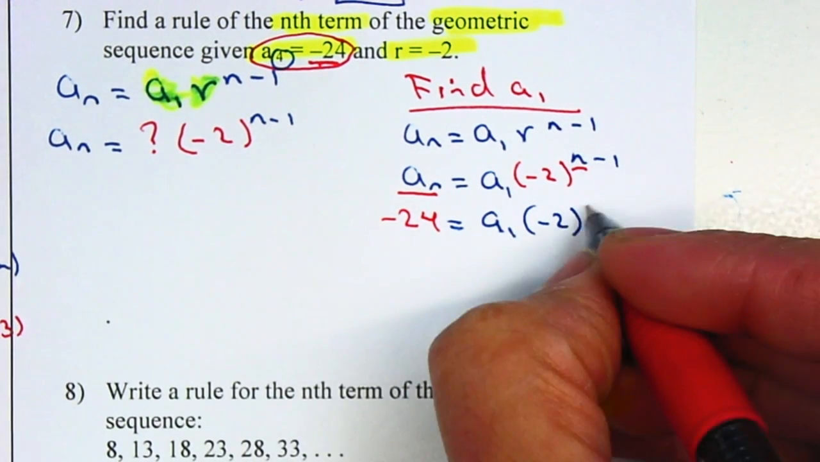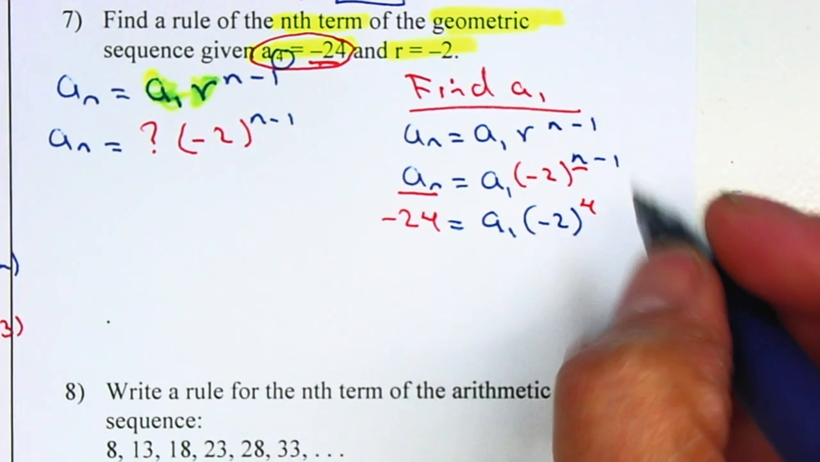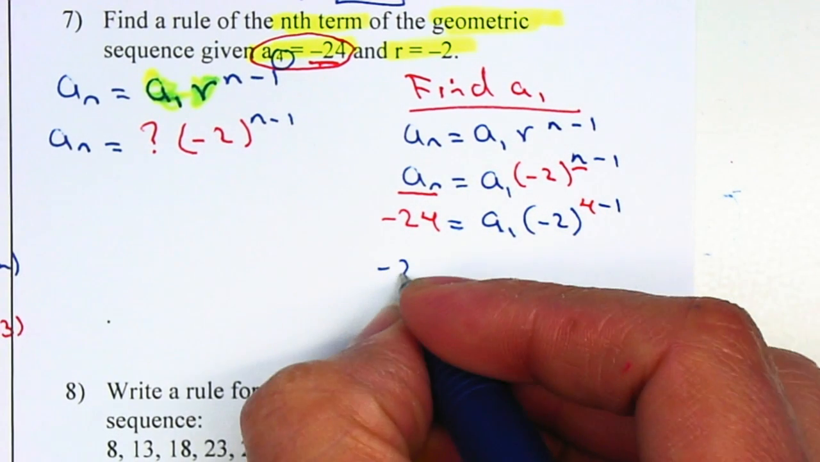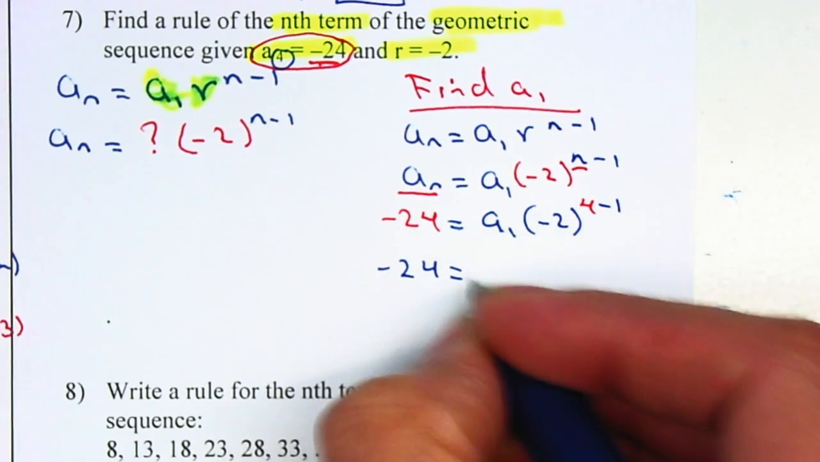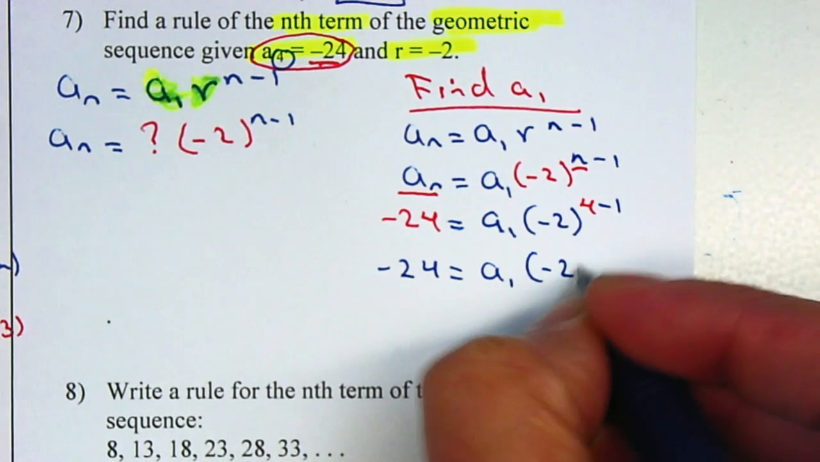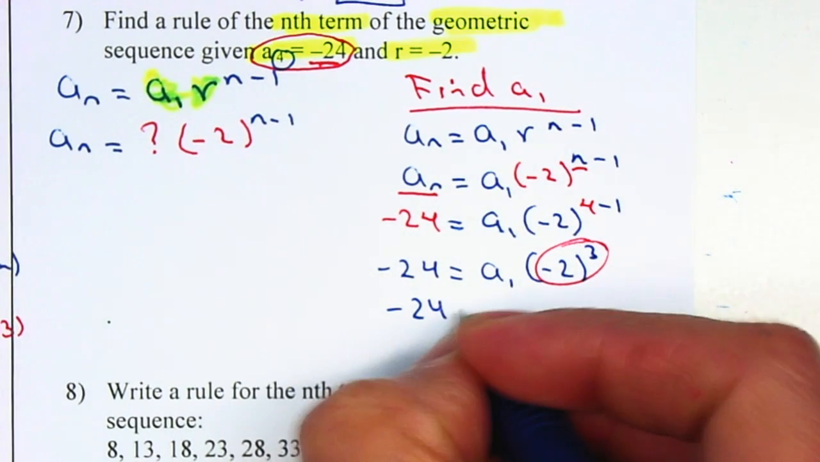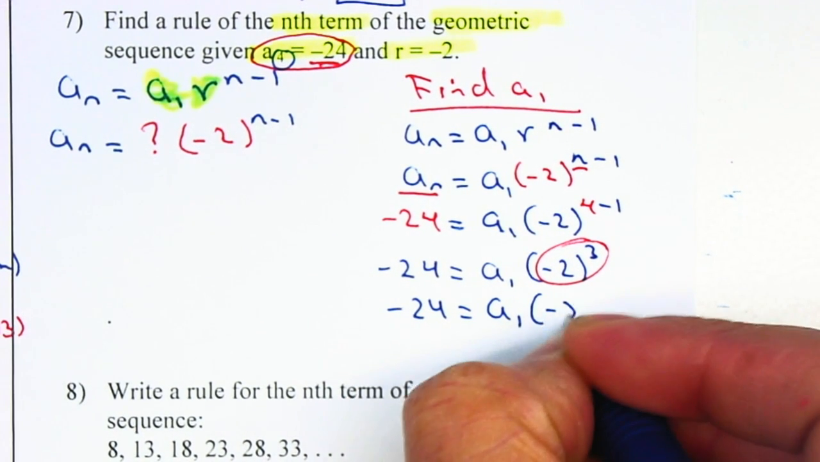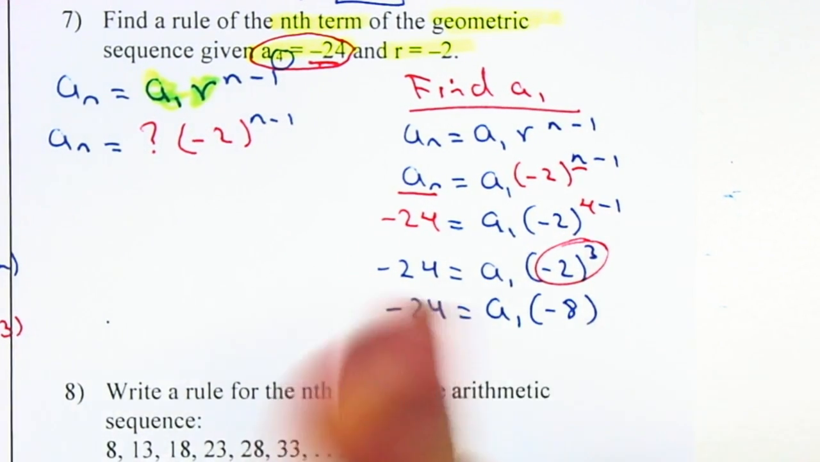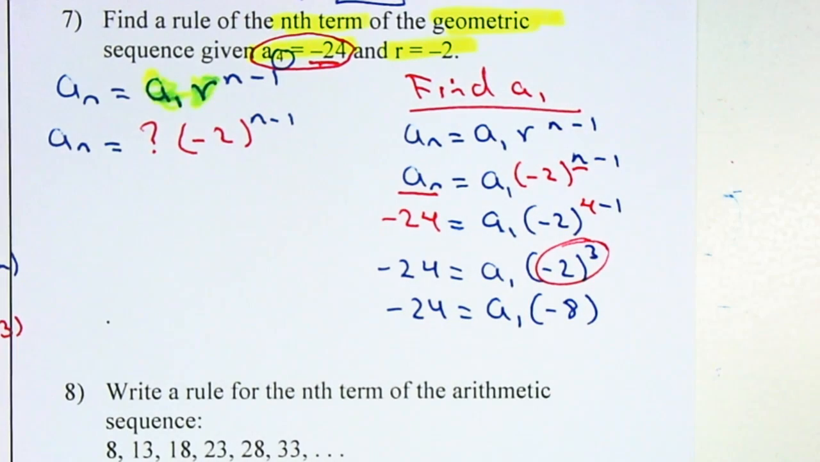So it'll be 4 minus 1. Negative 24 is equal to, simplify this, negative 2, 4 minus 1 is 3. Negative 2 to the third power is negative 2 times negative 2 times negative 2. So negative 24 is equal to a sub 1 times negative 8. Negative 2 times negative 2 is 4, times negative 2 is negative 8.